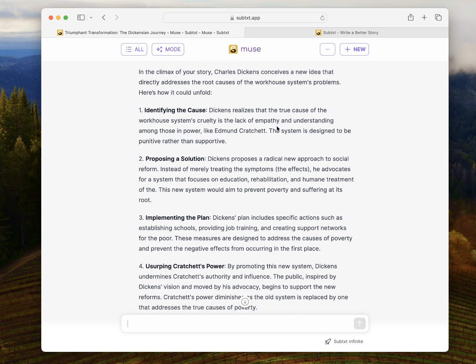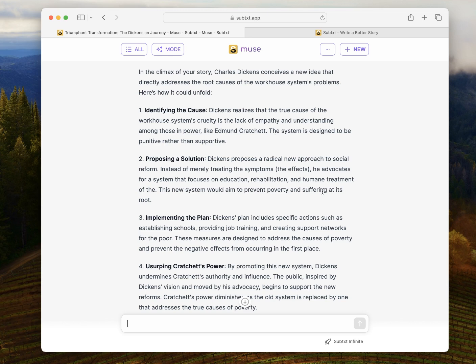Oh, cool. Dickens realizes that the true cause of the workhouse system's cruelty is the lack of empathy and understanding among those in power. Rad. So instead of focusing on all the effects, what's really causing it? And then that gives him some inspiration to write Christmas Carol.